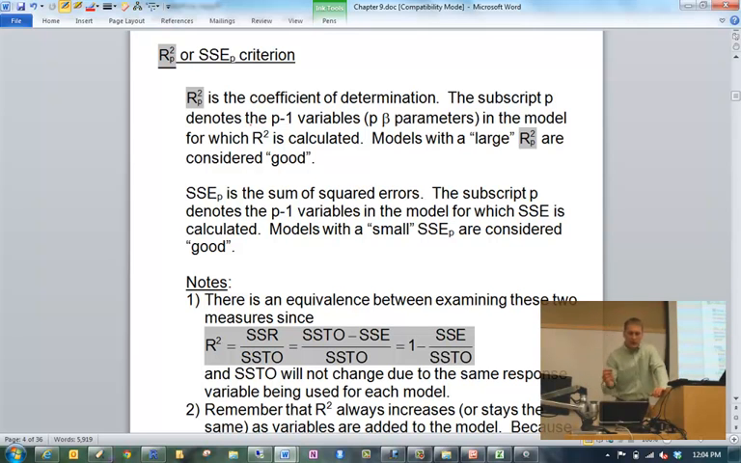So notice the notation. This is the book's notation. In the book, they put a little subscript P on R squared to emphasize the number of predictor variables that are being used for a particular model. So if I have a model that has 2 predictor variables in it, the book would denote this as R squared with a subscript 3, indicating there are 3 parameters being estimated.